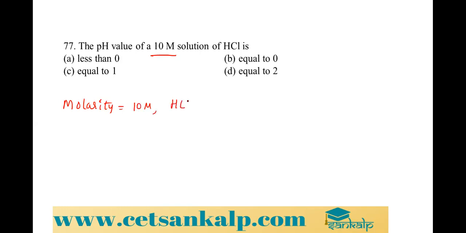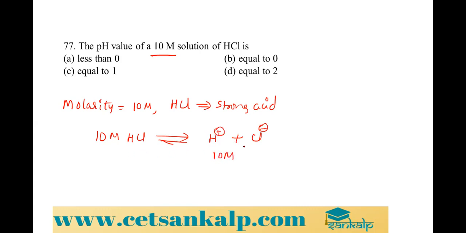We know that HCl is going to be a strong acid. It completely dissociates to form H plus ion. So if I take 10 molar HCl, that is completely ionizing to give H plus ion concentration plus Cl minus ions. So that is also going to be 10 molar. So we came to know that H plus ion concentration is equal to HCl concentration, that is nothing but 10.